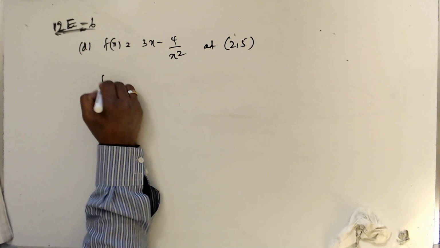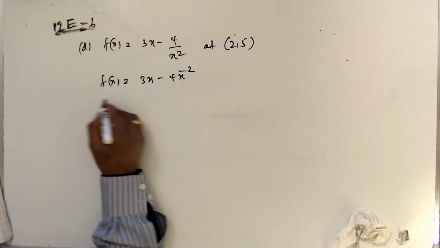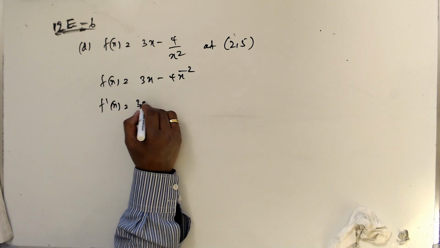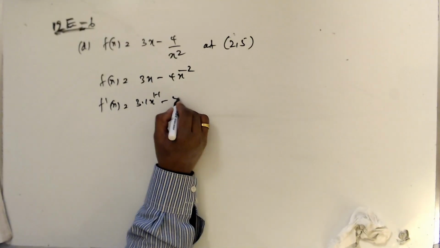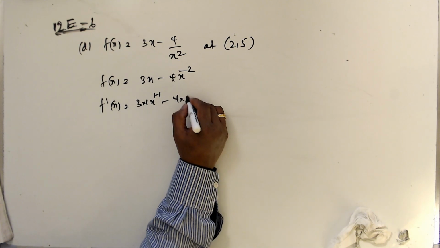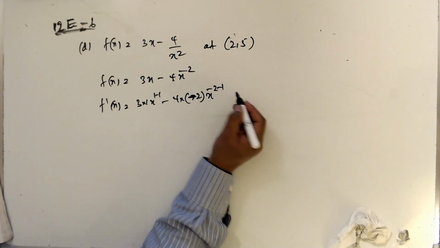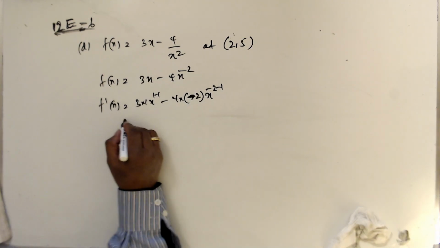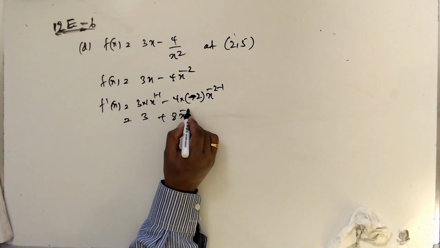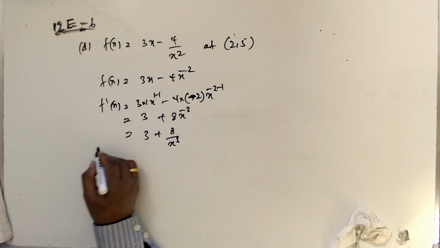So this is f(x) equal 3x minus 4x minus 2. So f dash x equal 3 times 1 x to the power 1 minus 1, 4 times minus 2 n x to the power n minus 1. So this is going to be 3 plus 8x to the power minus 3. So 3 plus 8 over x cubed.